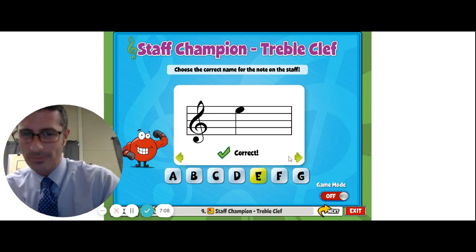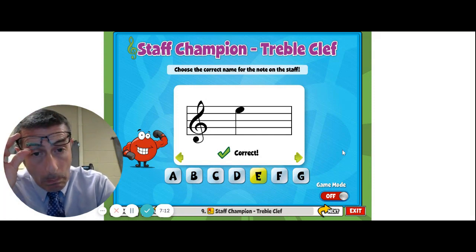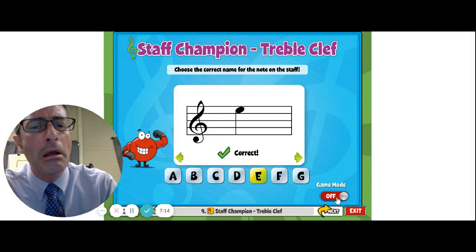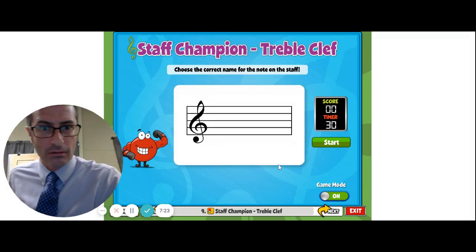Yes, fantastic, awesome. They're trying to get a little trickier, but wait a second. I see down here it says game mode. Game mode. Let's check it out. I haven't tried this yet.